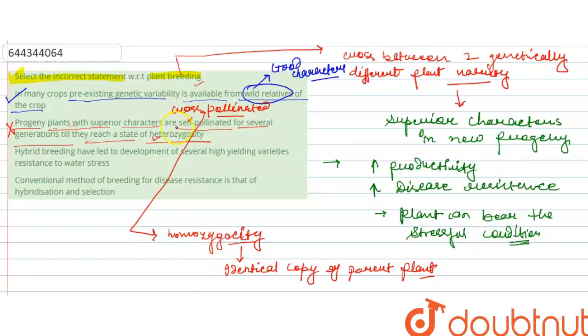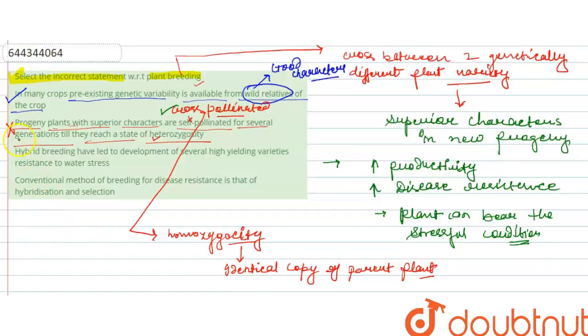So there is no self-pollination. Due to cross-pollination, we reach a state of heterozygosity. From self-pollination, heterozygosity is not achieved. Self-pollination causes homozygosity. Only cross-pollination causes heterozygosity, that means genetically different from the parent plant. So this will be incorrect.